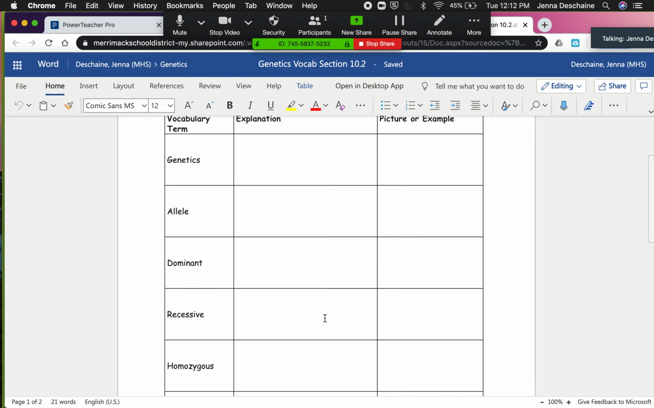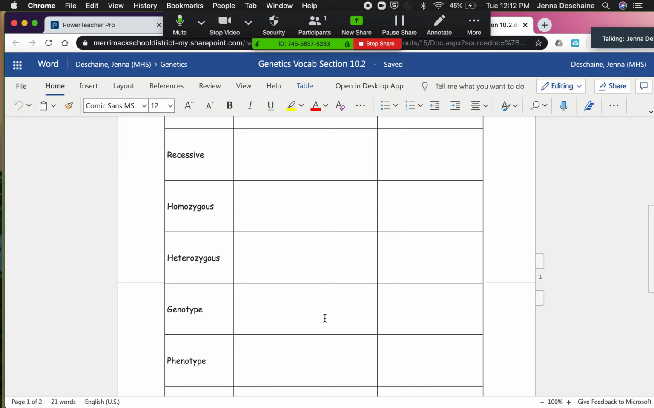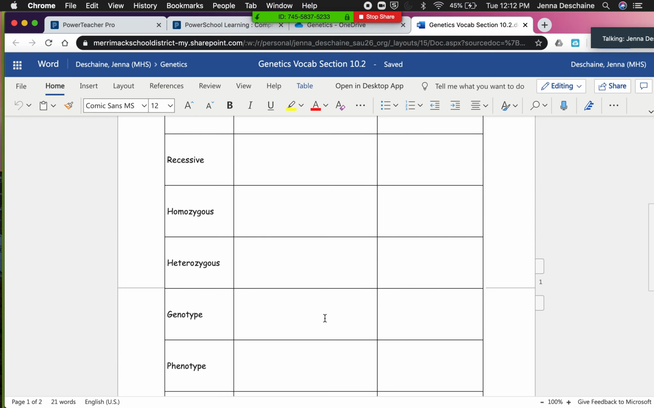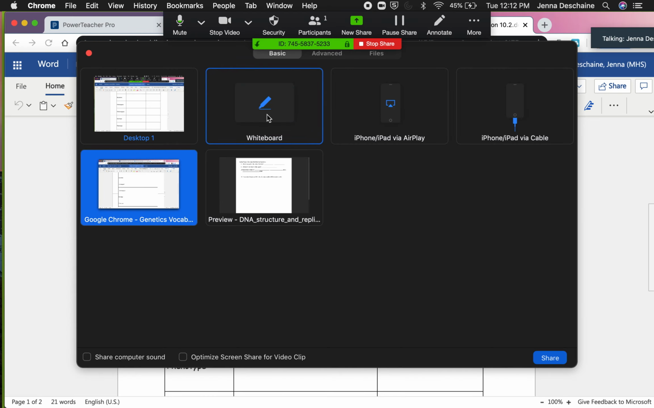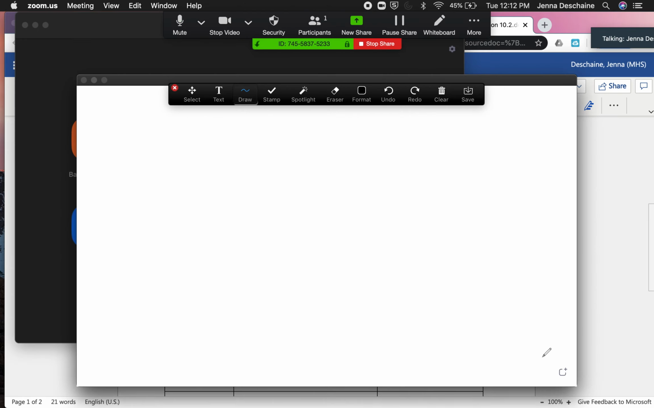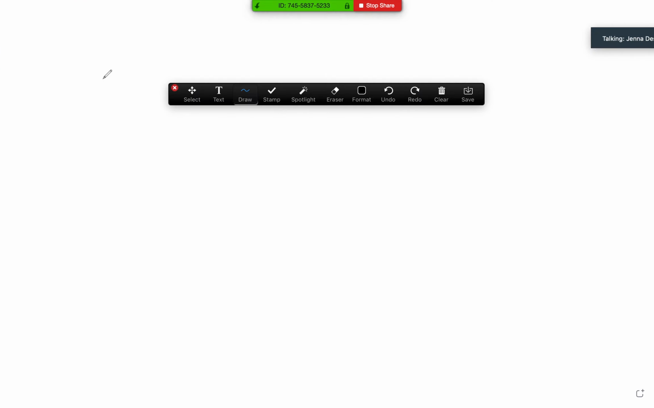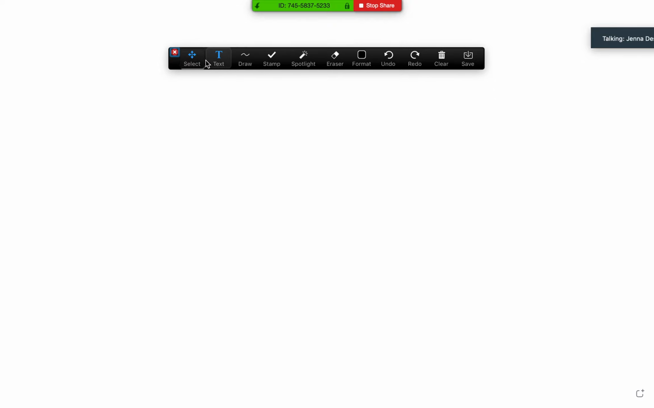So we did genetics, allele, dominant, recessive, genotype, phenotype. I want to go over homozygous and heterozygous, and then that'll be it for this lesson. Okay? So these are the last two terms that I am going to go over today. Okay? And this is homozygous and heterozygous.